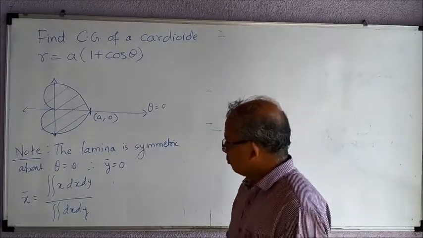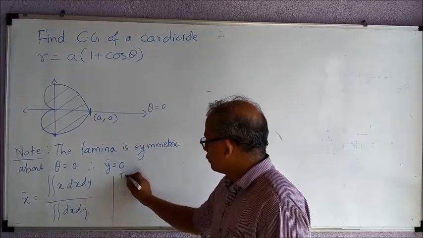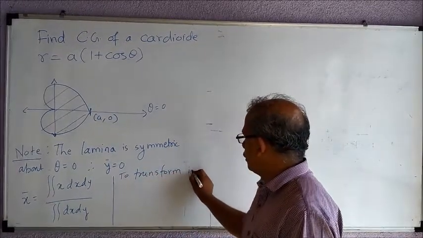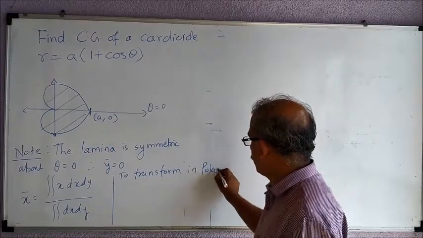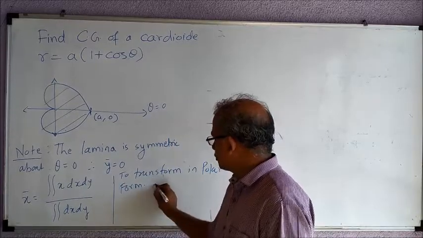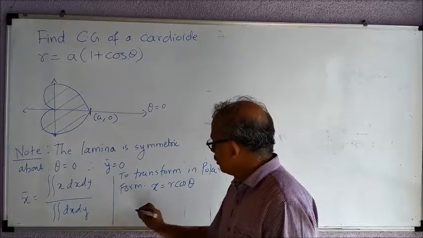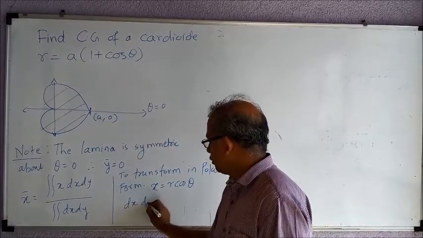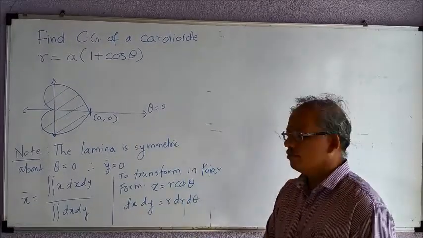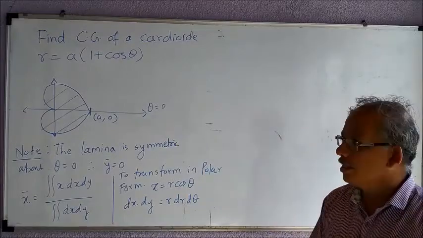So in polar form, how will we transform this? To transform in polar form, what we will do is we will substitute x equal to r cos theta, and dx dy will be r dr d theta. So x is r cos theta, dx dy will be r dr d theta.